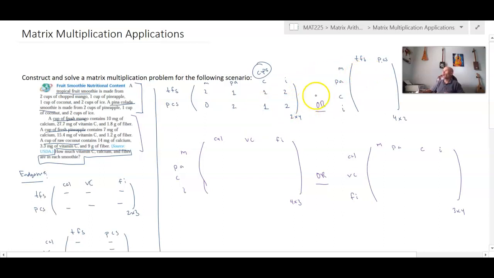Now, if we just transpose that matrix, this is called the transpose of that same matrix, but the rows are columns, the columns are the rows. And so the first column, instead of being the first row, would be 2, 1, 1, 2. And the second column would be 0, 2, 1, 2.